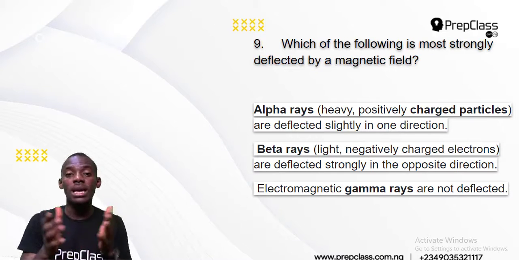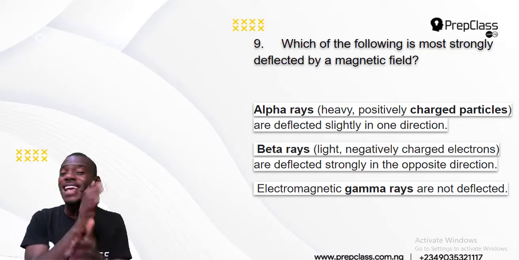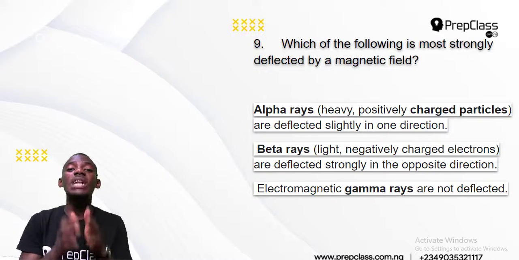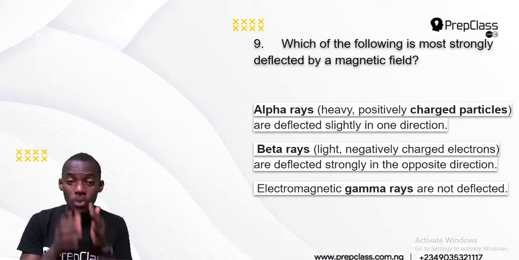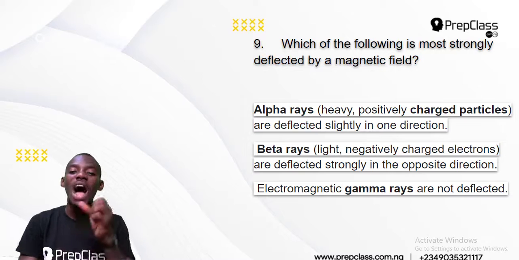In science, we have seen that the mass of an electron is 1/1840 of a proton, and that means it is extremely light. So the reason why beta particle will be deflected is because it is made up of electrons, and electrons are very light. So beta will be deflected because beta is very light, but alpha is heavy.